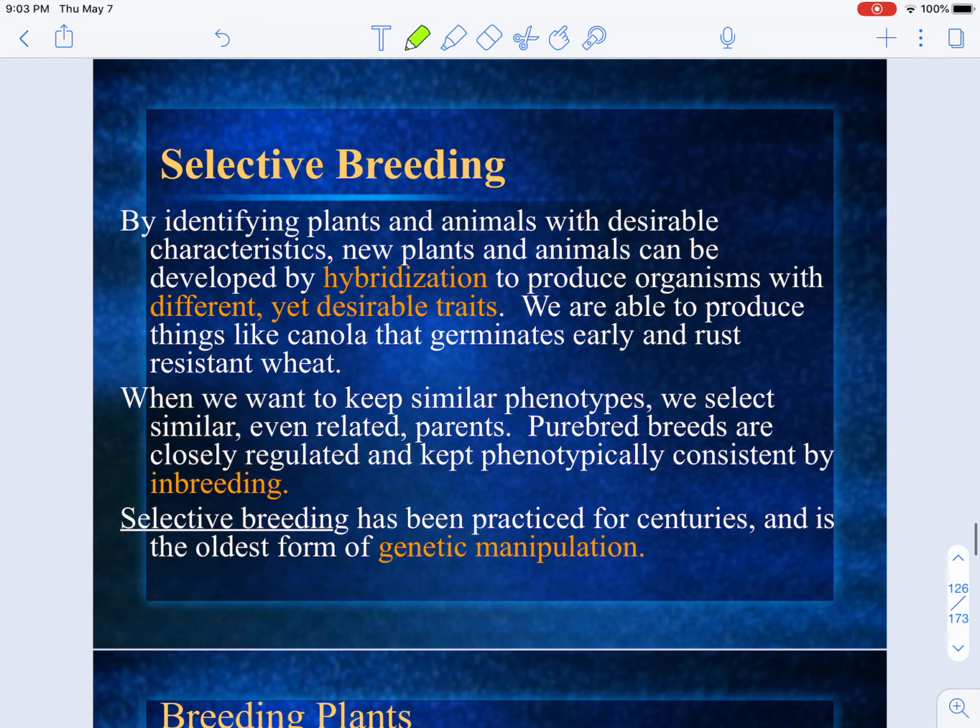We're going to look at pedigrees and how those are drawn up to trace genetic disorders through generations in a family. So a couple of terms here.